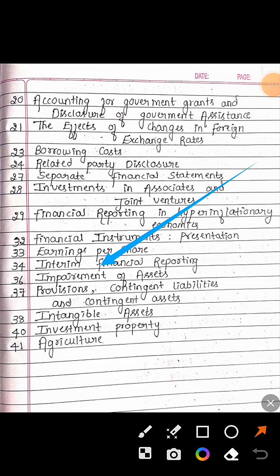Ind AS 36 is impairment of asset. This is just to register all the Ind AS numbers with their titles in your subconscious mind. Even when you want to forget it, you should never forget it, okay? So, Ind AS 36 is impairment of asset.